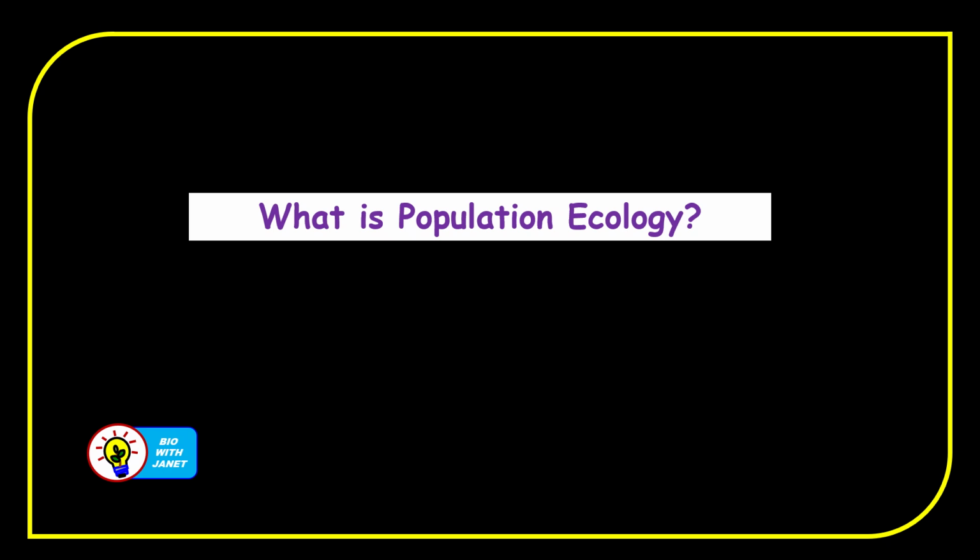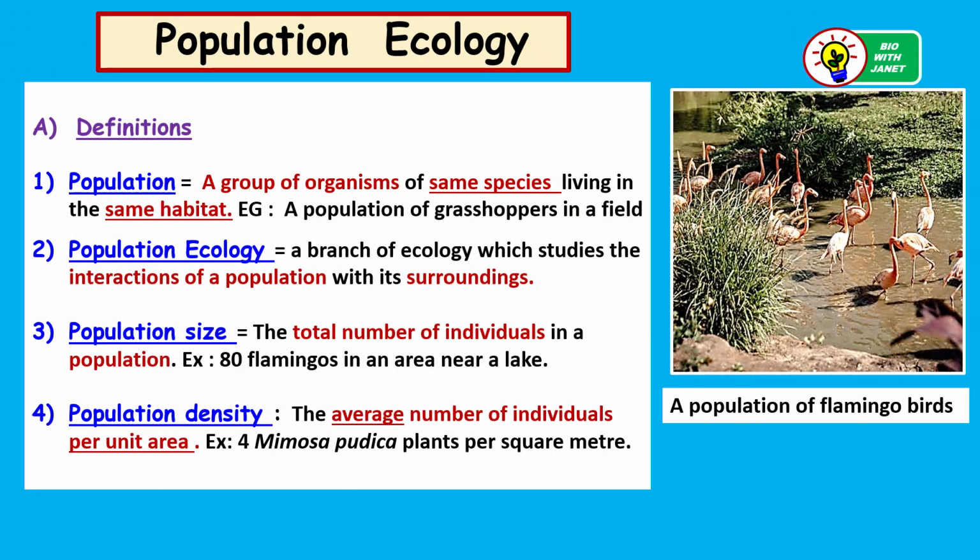Now, what is population ecology? This is an introduction. Firstly, we'll discuss some definitions related to population ecology. What is a population? A population is a group of organisms of the same species living in the same habitat at the same time. For example, a population of grasshoppers in a field.